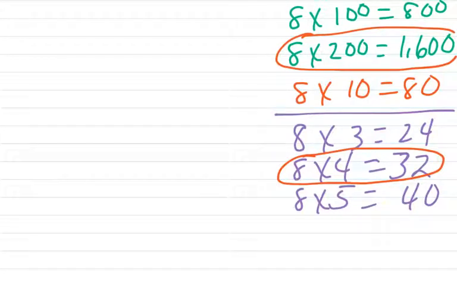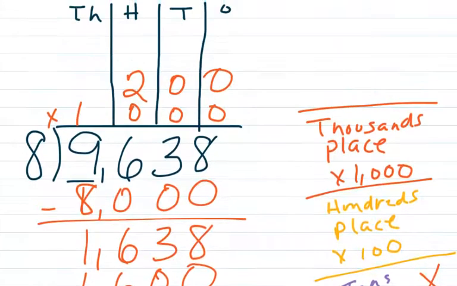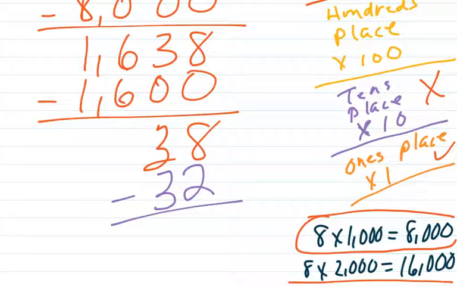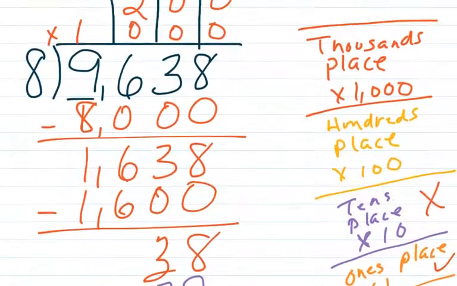8 times 4 is 32, which would give me really close to 38. Not exactly 38, but it's going to get me close. So here I write 4. 4 times 8 is 32. I subtract. That's going to give me a remainder of 6.